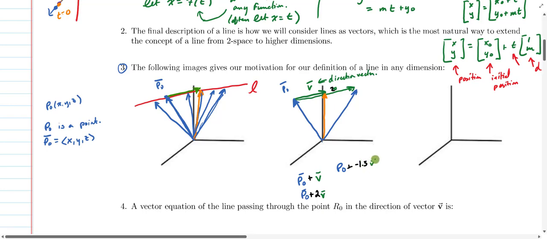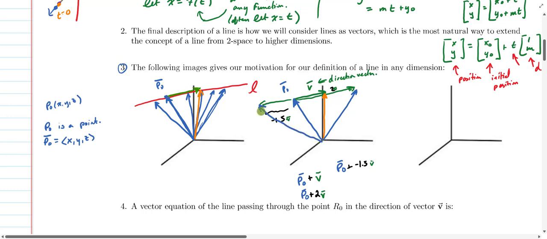And so what I would do is I would take the vector p naught, and I would add to it the vector v scalar multiplied by 1.5, and then moving in the opposite direction. And so maybe that would be this vector right here that I've just drawn. This would be negative 1.5 vector v. And when I add p naught to negative 1.5 vector v, that gives me this new vector right here.